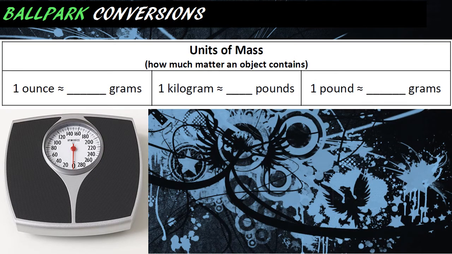So now we're dealing with units of mass. How much matter does something contain here? So we know that 1 ounce, it's really kind of close to 28 grams. 1 kilogram is pretty close to 2 pounds. And 1 pound is pretty close to 450 grams.